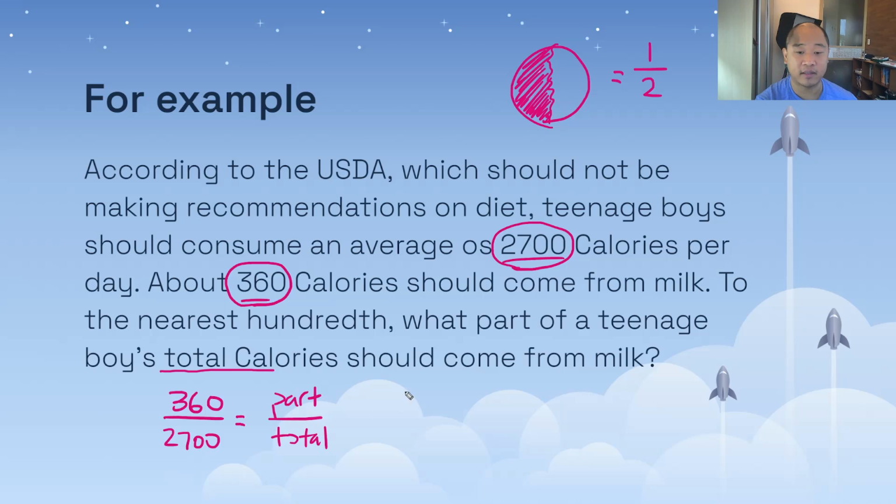We should simplify it. So first we can divide both by 10. And we can continue to simplify this. We can divide both by 2, right? 270 divided by 2 is 135. And can we continue to simplify this? We might be able to.